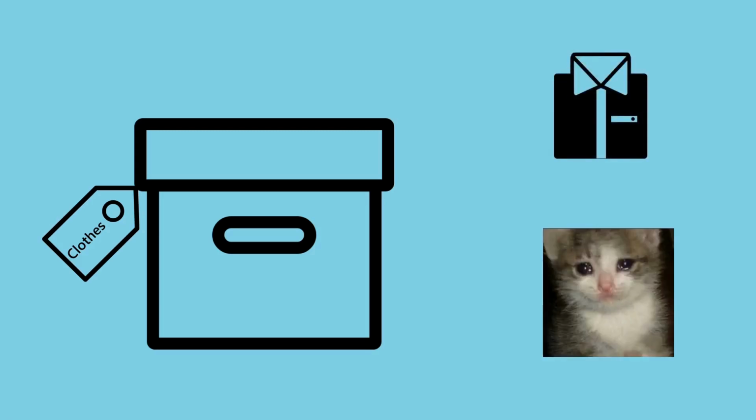Now, if we have two values like a shirt and a sad cat, it would allow us to add the shirt in it, but won't allow us to add the cat in it, since the label on it says clothes. This example is only for educational purposes and no cats were harmed while making it.